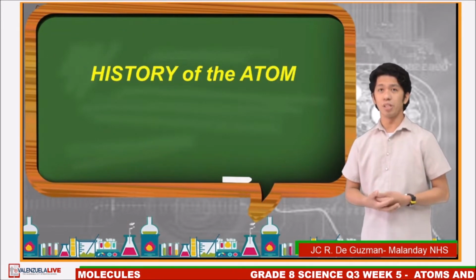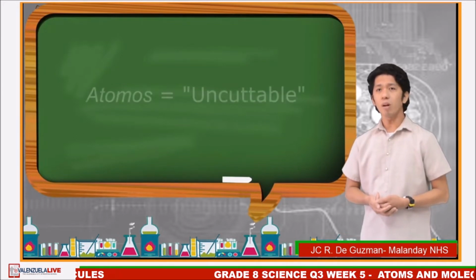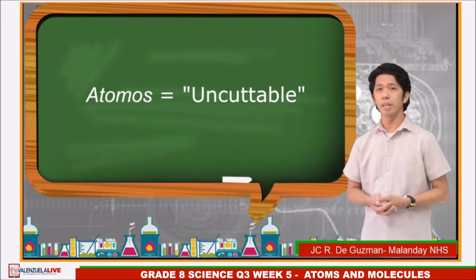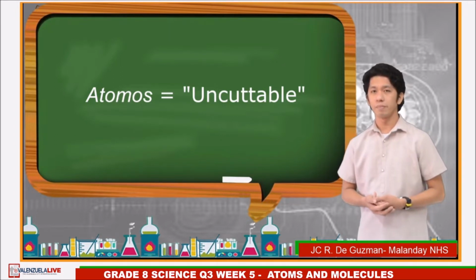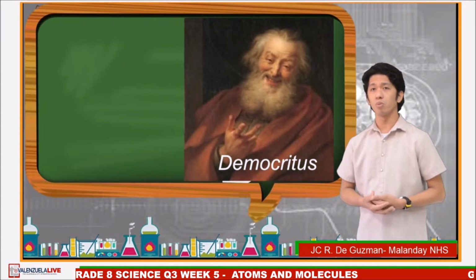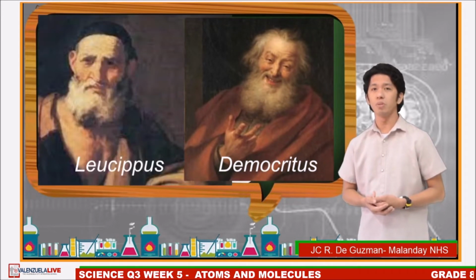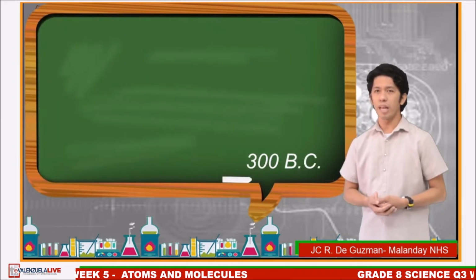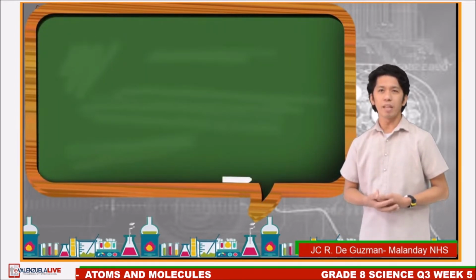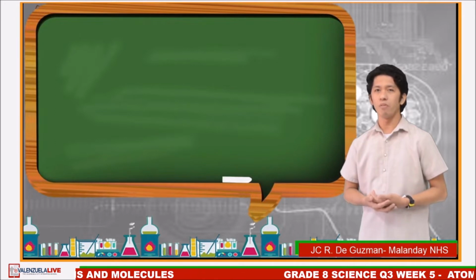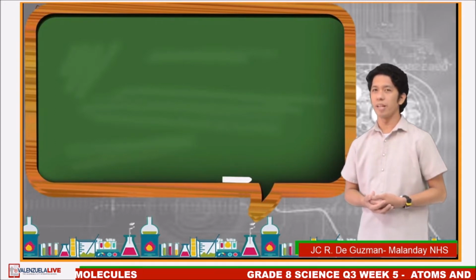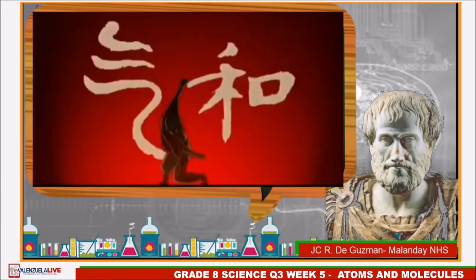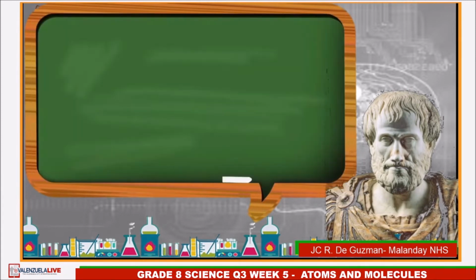As discussed by Sir JP last week, atom comes from the Greek word atomos, which means uncuttable or cannot be separated into a smaller particle. This idea was stated by Democritus, the student of Leucippus, during 400 BC. For about 2,000 years, around 300 BC, people believed that all things here on earth is made up of 4 elements as per Aristotle. These are the water, earth, air, and fire.